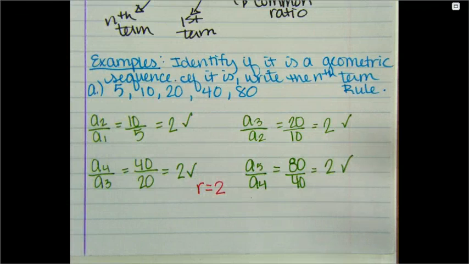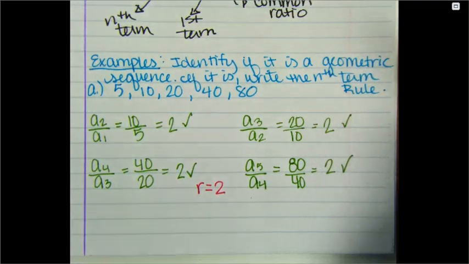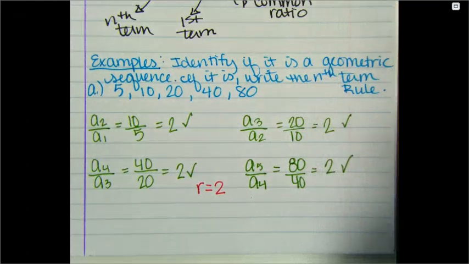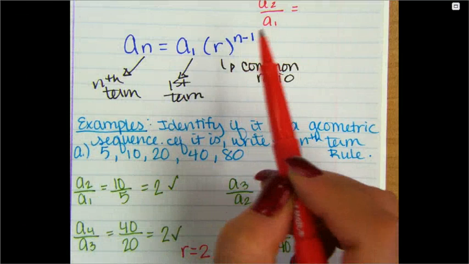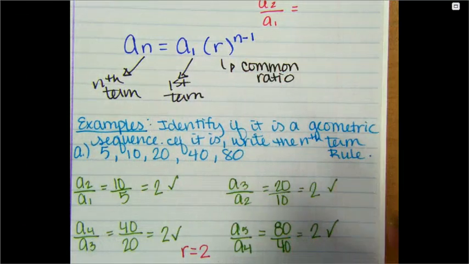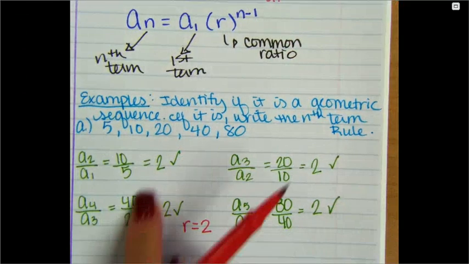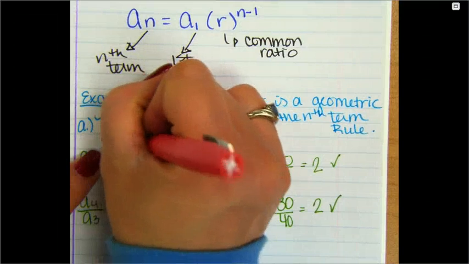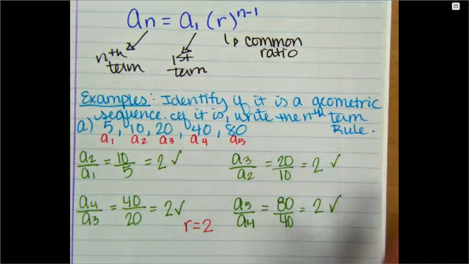Okay, so hold on. First thing it says is identify if it's a geometric sequence. If I find a common ratio, is it geometric? Yes. Then the second part says, if it is, write the nth term rule. This right here is the nth term rule. Do you understand? So what I'm going to do is write it, and I want you to watch it. Before I start, I'm going to remember that this is A sub 1, this is A sub 2, this is A sub 3, A sub 4, and A sub 5. Correct? Okay, so just watch.